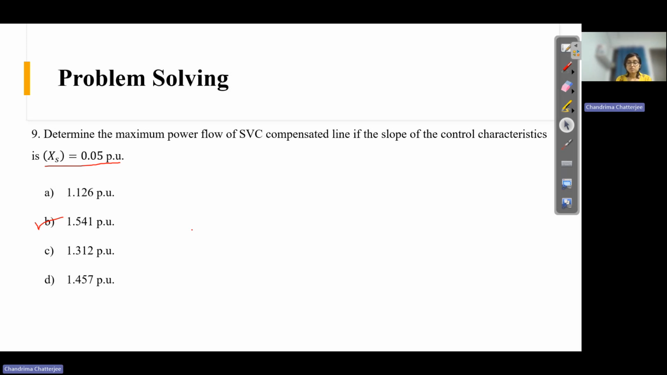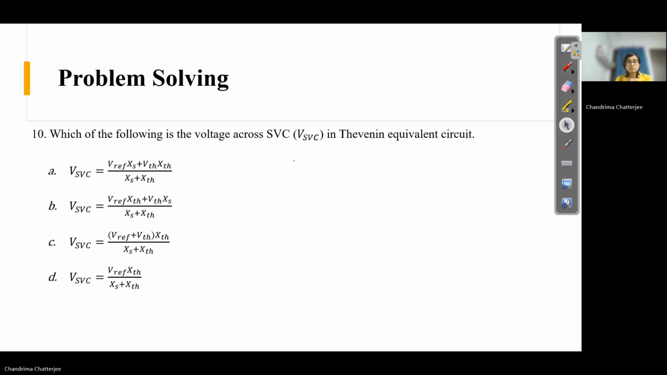Okay. So the 10th question, this is a theoretical question. Which of the following is the voltage across SVC in the Thevenin equivalent circuit? The four options are given. You will have to find what is the correct expression of VSVC. So we can easily find that out.